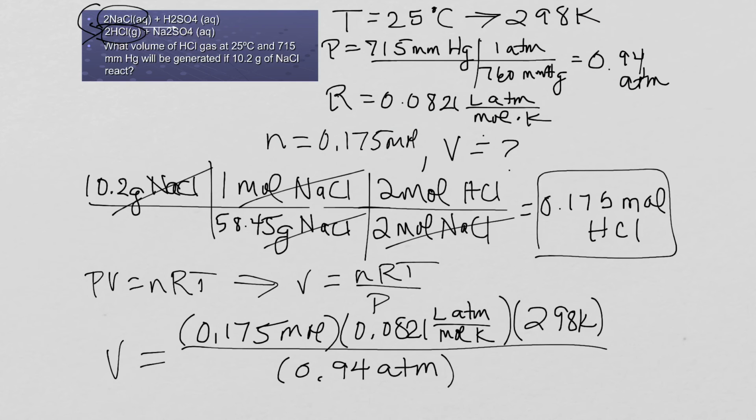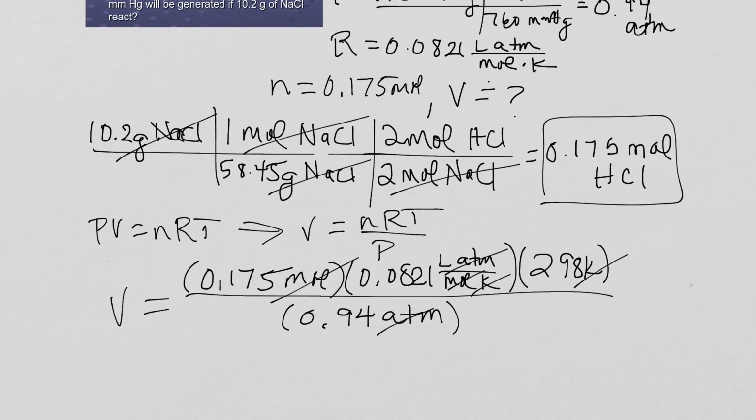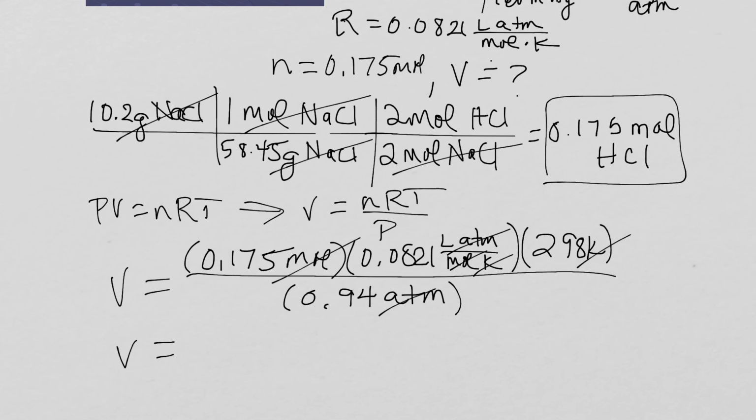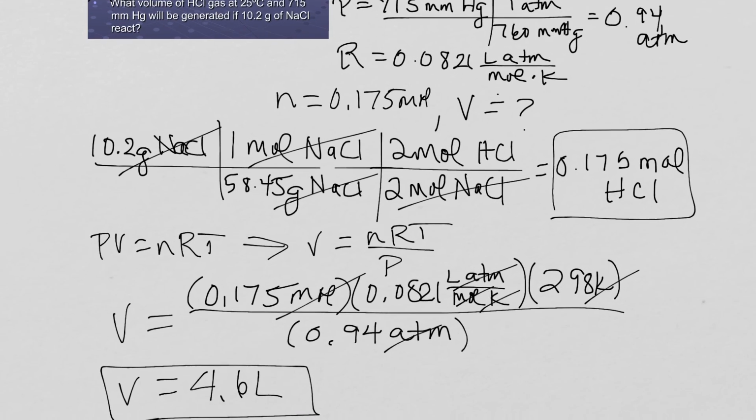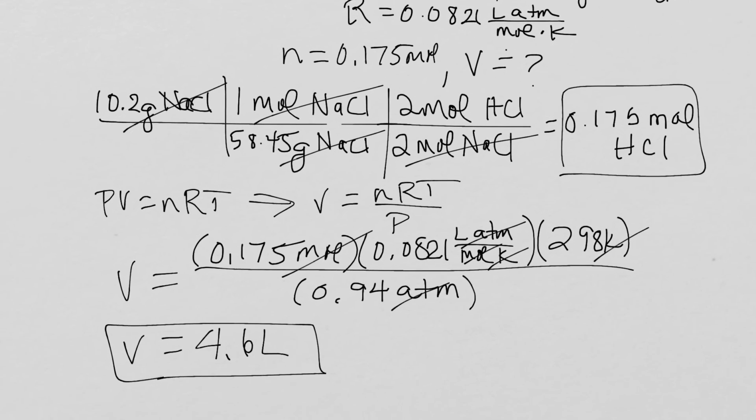Okay, so I plugged them all in, and now we've got moles that cancel, we've got Kelvin that cancels, atmospheres that cancel, and it leaves me with a volume. That volume, once I do some number crunching on the calculator, is 4.55, well, really I guess should be 4.6 liters using sig figs. That is the final answer, because if you look back up above, it asks what volume of hydrochloric acid gas will be needed, and that is it.